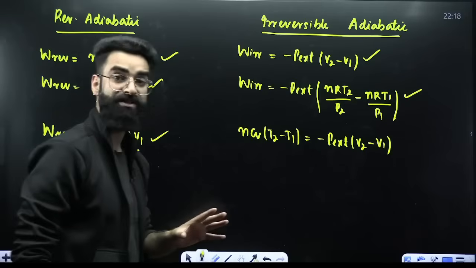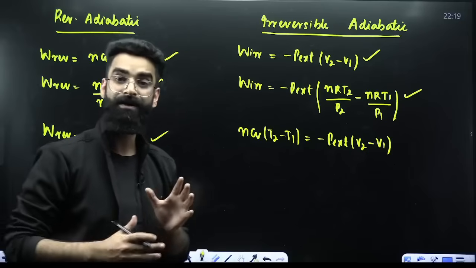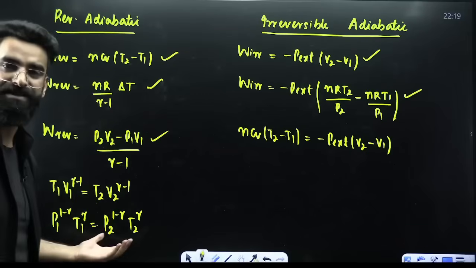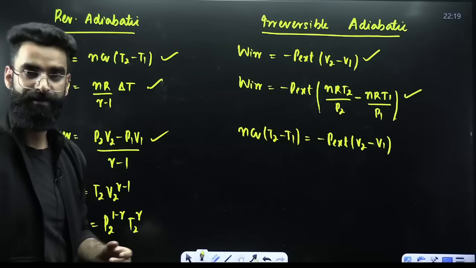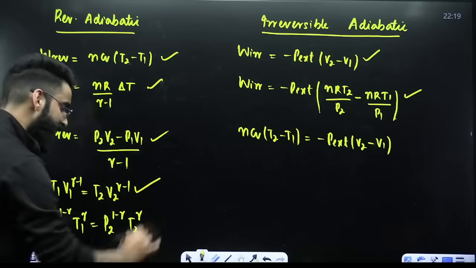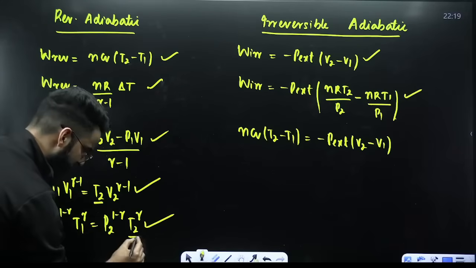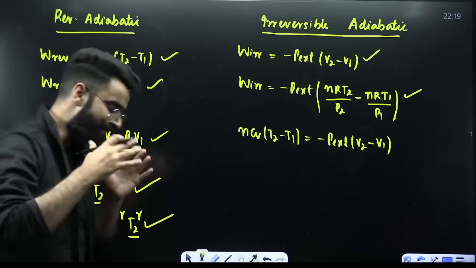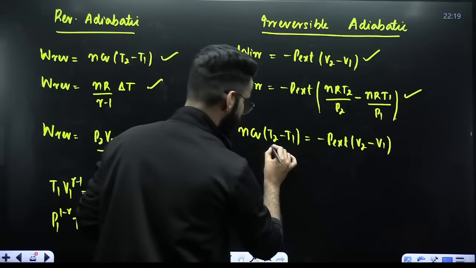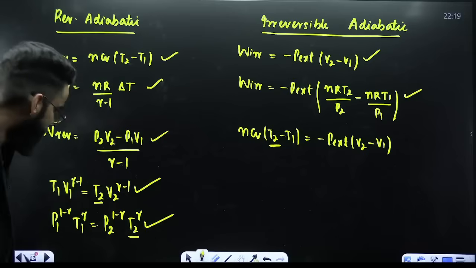One more type of question you would have seen is how do we calculate the final temperature of the system? How do we calculate the final temperature of the ideal gas, which undergoes either a reversible adiabatic or an irreversible adiabatic process? When the ideal gas undergoes a reversible adiabatic process, this is the result with the help of which you calculate the final temperature of the gas. When the same ideal gas undergoes an irreversible adiabatic process, this is the result with the help of which you calculate the final temperature T2 of the gas, right?